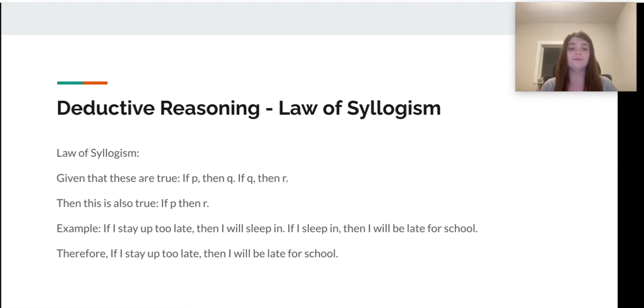So for example, if I stay up too late, then I will sleep in. If I sleep in, then I will be late for school. Therefore, if I stay up too late, then I will be late for school. So if we assume that the first 2 statements are true, then it must also be true that if I stay up too late, I will be late for school.